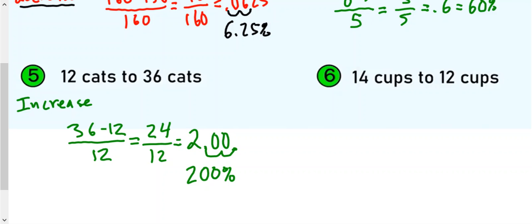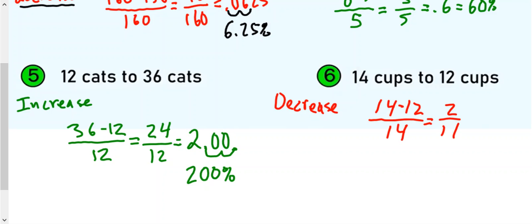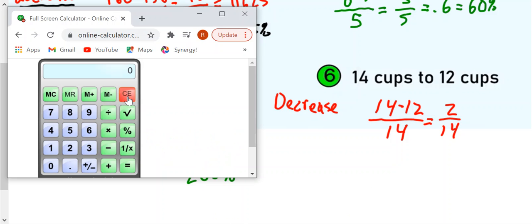All right, number 6, 14 cups to 12 cups. So from 14 to 12, that's going down, so decreasing. So we have a decrease, and we have 14 to 12. So 14 is the big number, minus 12, and 14 is our original number. 14 minus 12 is 2, and we're divided by 14. Bring back our calculator here. 2 divided by 14, and we get 0.14.